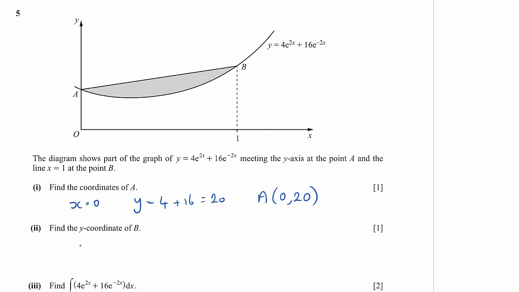So we will now want the y-coordinate of B. Well, that's when x is equal to 1. So y is going to be 4e squared plus 16e to the negative 2. And we only want the y-coordinate, we don't want coordinates, so we could just make that into 4e squared plus 16 over e squared. I don't think there's any need to dive into the calculator at that point.